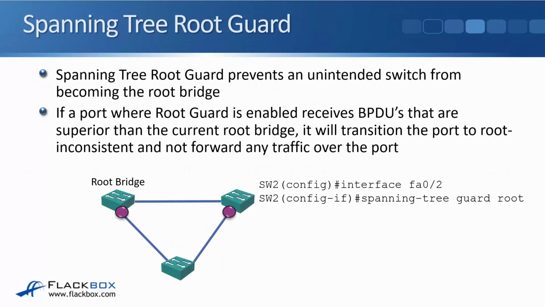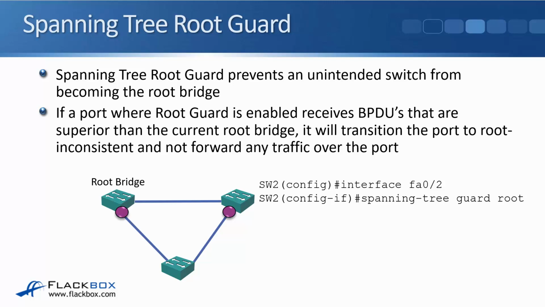Another spanning tree command to cover is root guard, and this is used for a different reason than Portfast and BPDU guard are. Spanning tree root guard prevents an unintended switch from becoming the root bridge. So say, for example, that you have an old switch which had been in a different office and it happened to be the root bridge in that different office. But it's a much older switch than the root bridge which is in your main office.